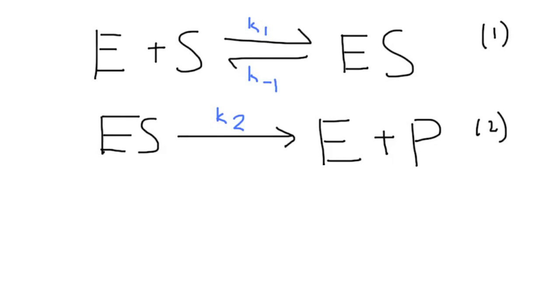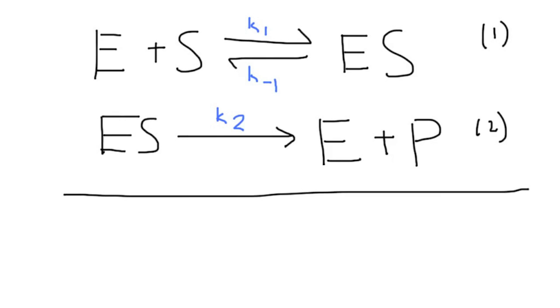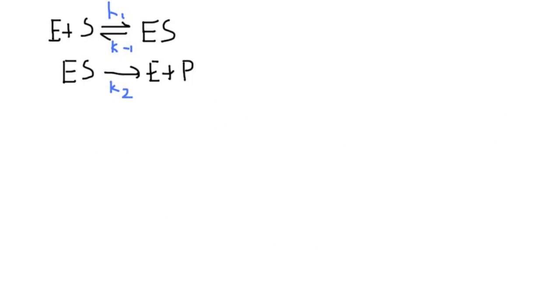To verify that this mechanism is valid, we just need to add reactions 1 and 2 and quickly see that the two ES's and the two enzymes cancel out, leaving us with our net reaction, the substrate going to product. Let's begin to solve this.